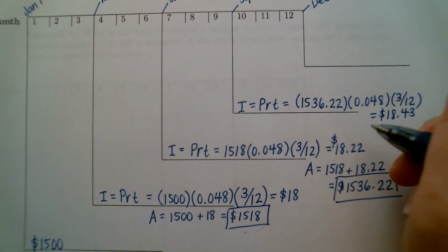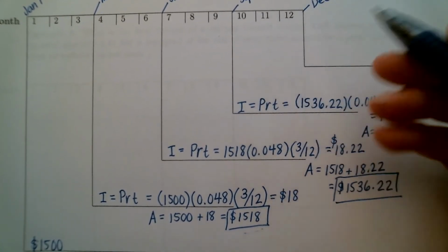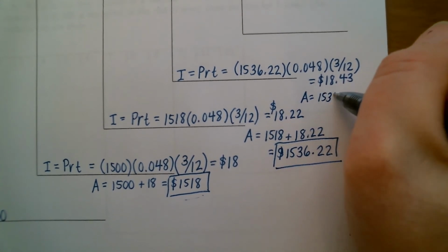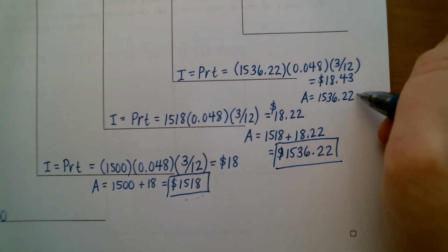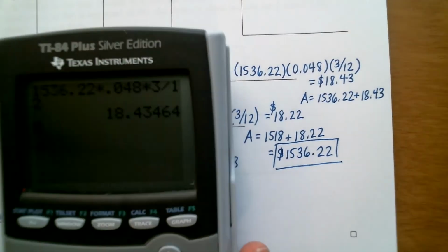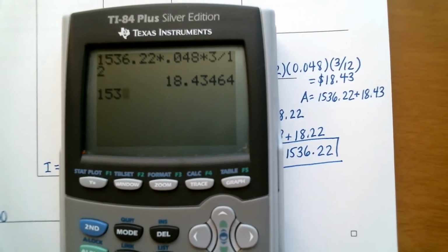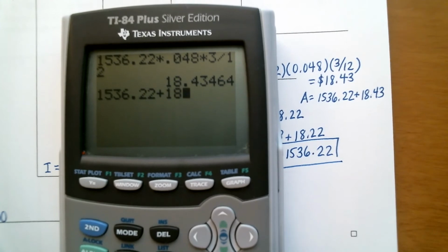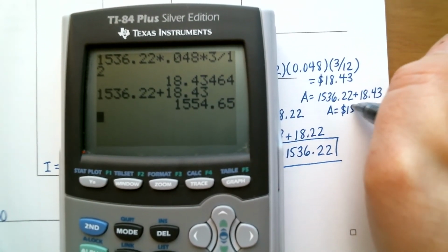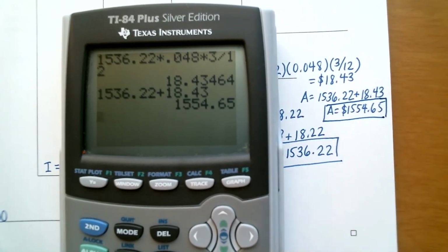Okay, now figure out your account balance. I'll write it, let's see, I'm kind of running out of room here. I'll write it right here. So the account balance as of September 30th is going to be what you started with. So you started with $1,536.22. Okay, and now we're going to add the $18.43 to get our account balance. So let's see, we end up with $1,554.65 at the end of the third quarter.